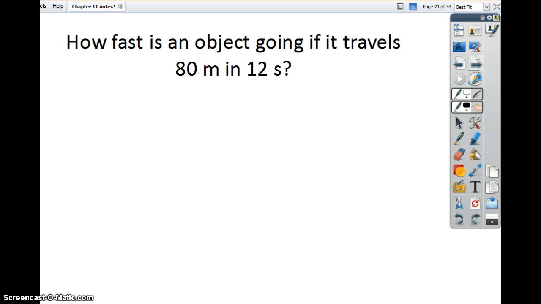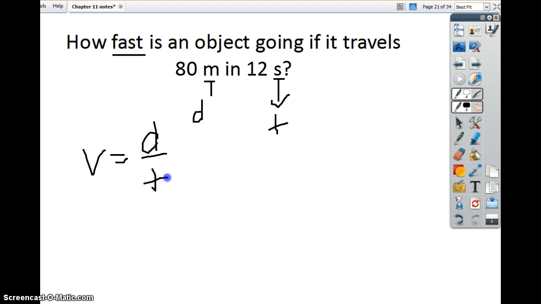How fast is an object going if it travels 80 meters in 12 seconds? So we've got meters and seconds, and so meters is going to be our distance and seconds is going to be our time. So we're looking for velocity. Fast is velocity. So we're going to start with our equation, and then plug in our information. Our d was our 80 meters. Make sure you have all your units and your equation, and then we need to divide by the 12 seconds.